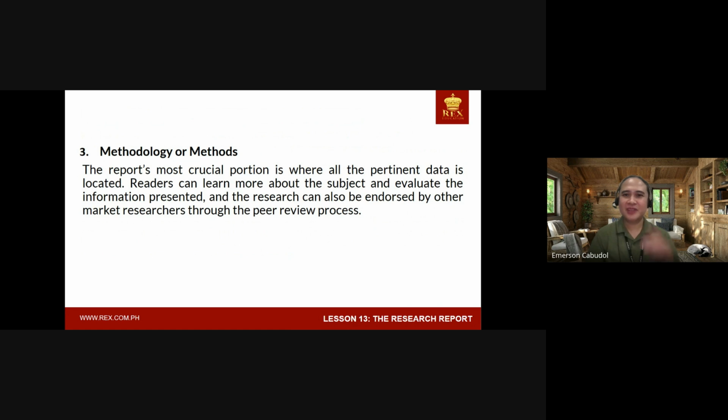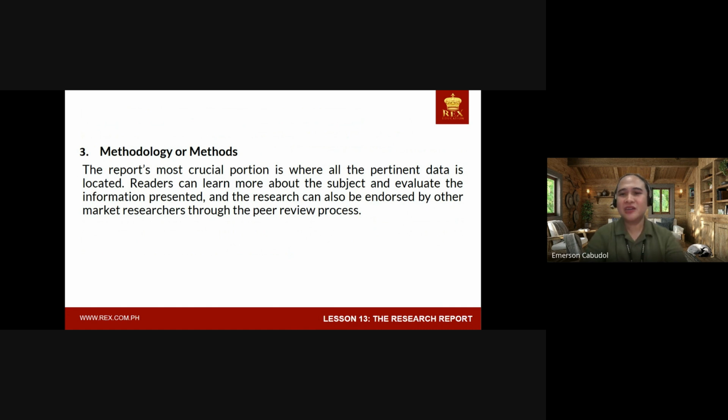Okay, methodology. So this actually details how the research was conducted. This allows the readers to assess the validity and reliability of the findings. The methodology includes these essential parts. Number one, the research design. This outlines the overall framework of the study, including whether it is qualitative, quantitative, or mixed methods. It describes how the research questions will be addressed and the rationale behind choosing a specific design.